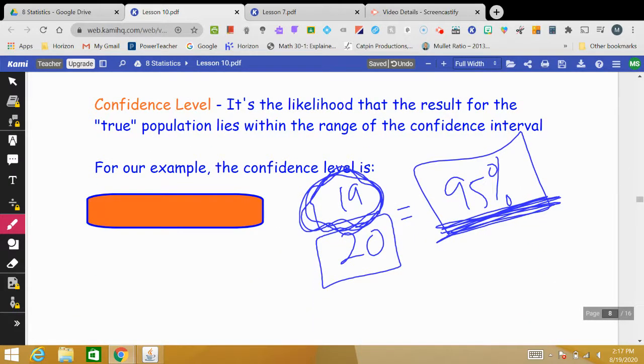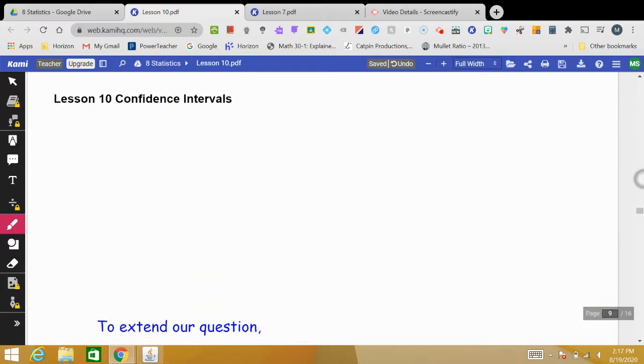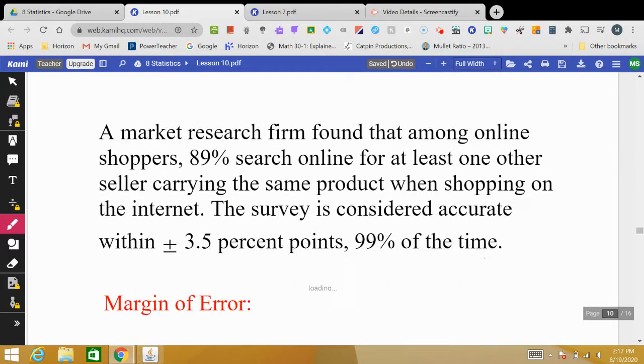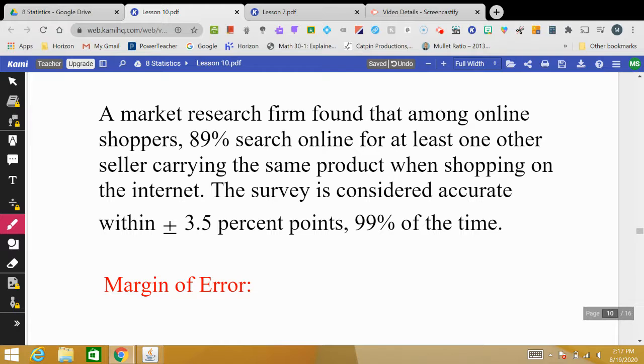along together. Okay, so I'm just going to scroll through a little bit here, and I'm going to give another example. So it says a market research firm found that among online shoppers, 89% search online for at least one other seller carrying the same product when shopping on the internet. So what that means is that if you want to get a new pair of Nikes, you might go to Nike.com and Amazon.ca, or maybe you'll go to SportCheck and Nike.com, or maybe you'll shop around. So it's saying that 89% of people go to at least one other site, or in other words, at least two sites when they're shopping for an item online.